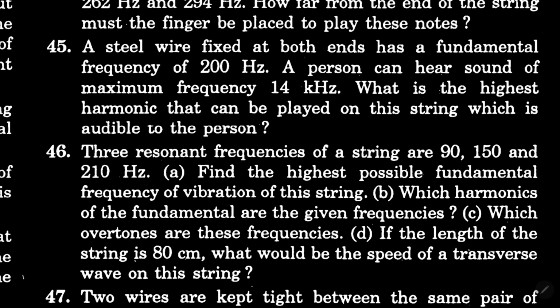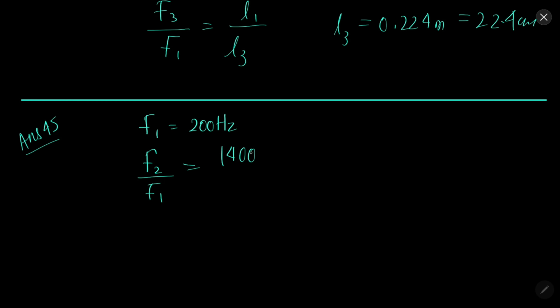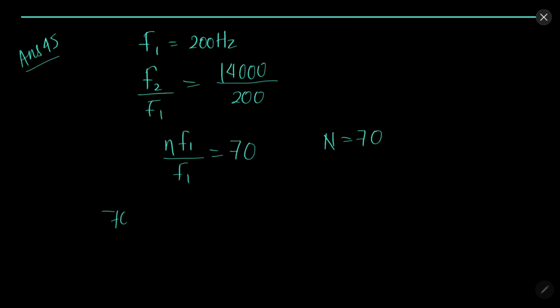In question 45, a steel wire is given. What is the highest harmonic that can be played on this string which is audible to the person? Solution 45. So fundamental frequency is 200 Hz. Now F2 over F1 is 14,000 over 200. So n F1 over F1 equal to 70, n will be 70. So 70th harmonic will be the highest one.